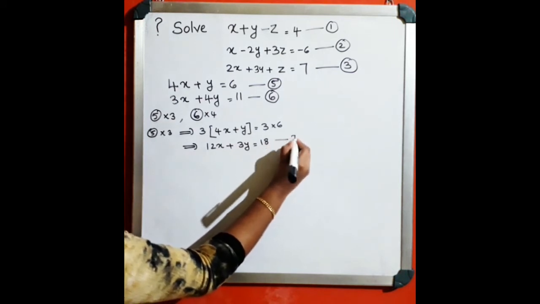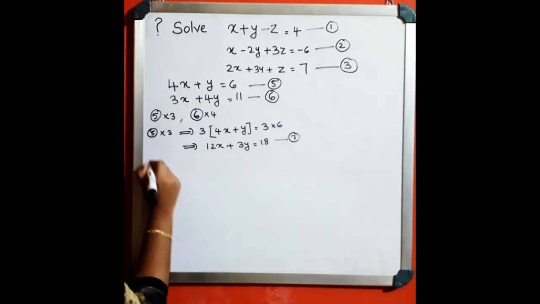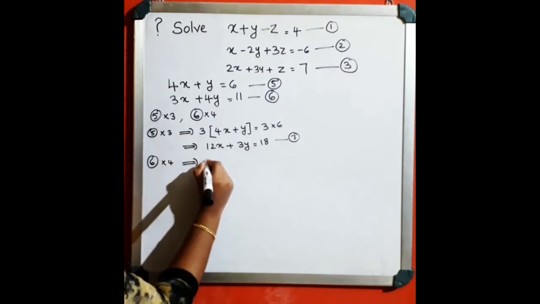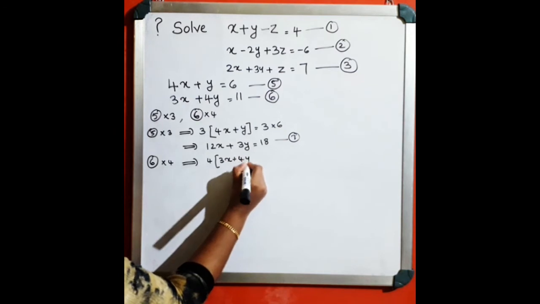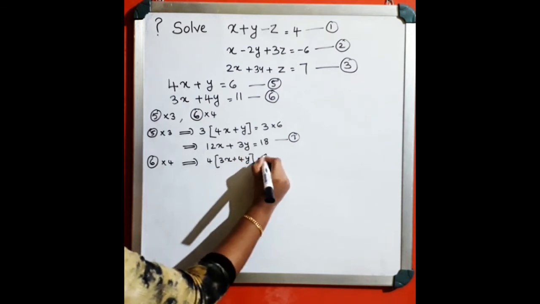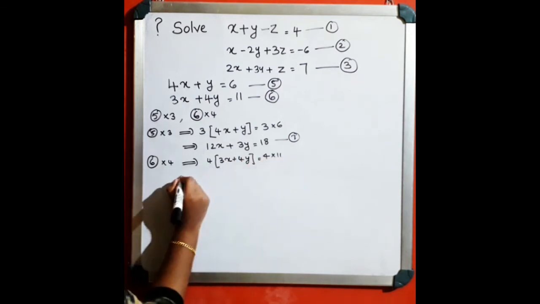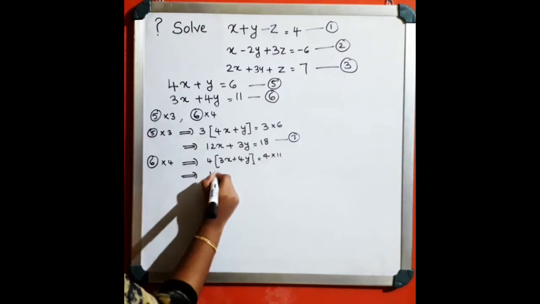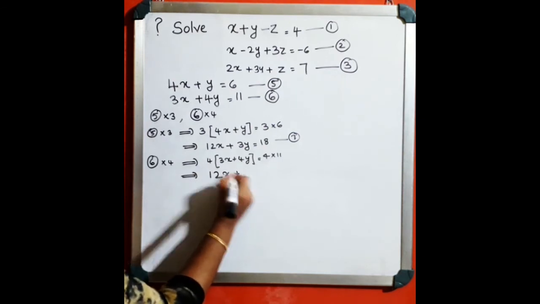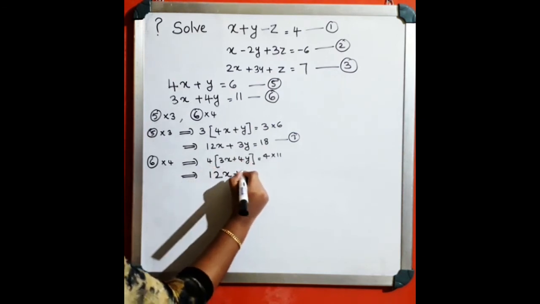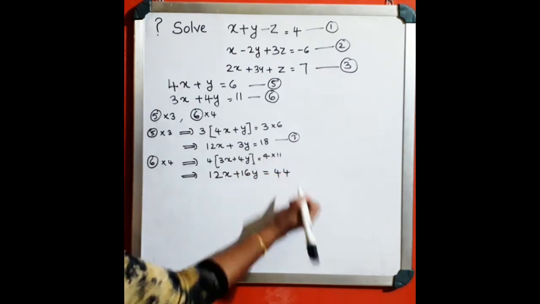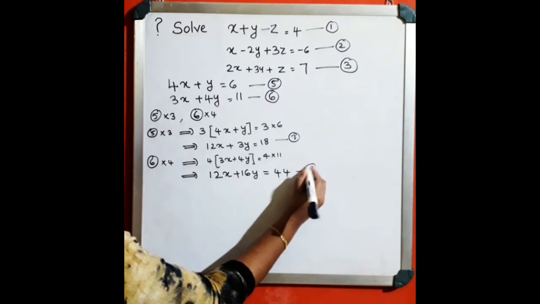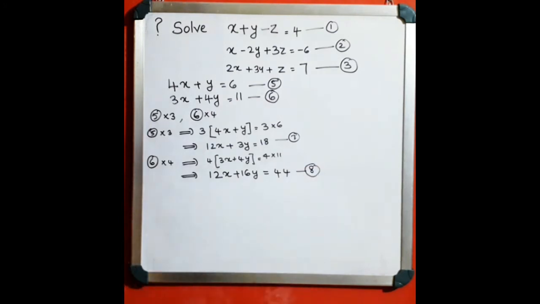This is our new equation number 7. And equation 6 into 4 implies 4 into 3x plus 4y is equal to 4 into 11, which implies 4 into 3x is 12x plus 4 into 4y is 16y is equal to 4 into 11 is 44. So this is our new equation 8.